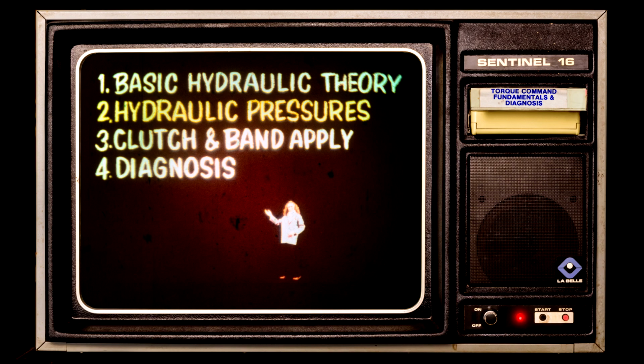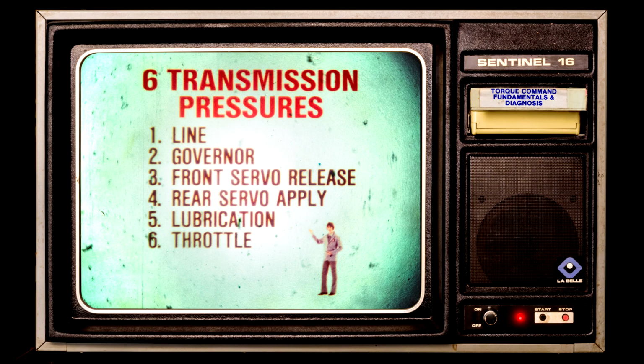Using our basic theory, let's take a look at the hydraulic pressures needed to operate the Torque Command automatic transmission. Torque Command uses 6 distinct types of hydraulic pressure: line pressure, governor pressure, front servo release pressure, rear servo apply pressure, lubrication and throttle pressures, and this is the function of each hydraulic pressure.